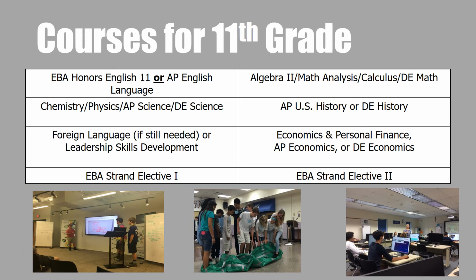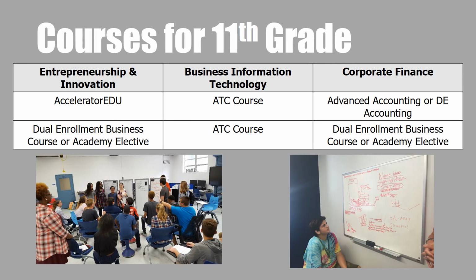For 11th grade, you're going to see choices for English, math, science, and social studies. A student needs to complete their foreign language requirement if they have not already, or take a leadership class that will be an option through the academy that we recommend they take. And then students have to complete the economic requirement. There's going to be a couple choices for that. As students get into EBA strands in 11th grade, in entrepreneurship and innovation, they're going to take Accelerator EDU.